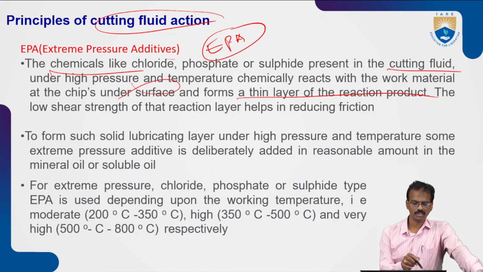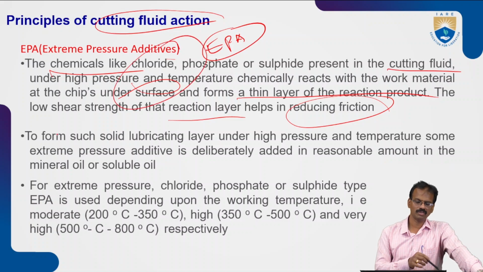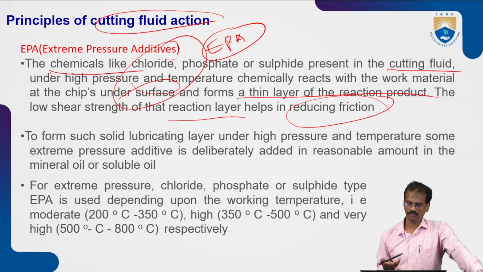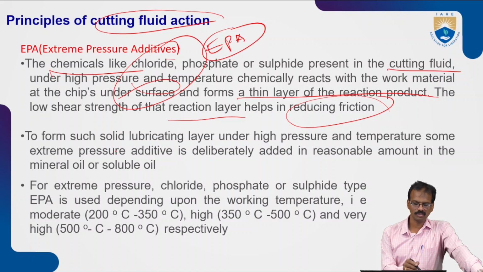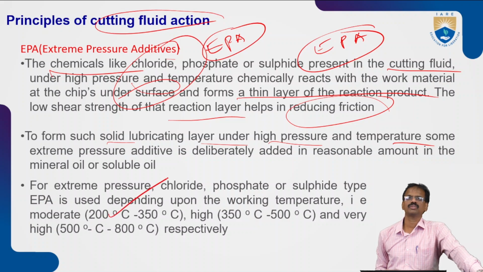The low shear strength of that reaction layer leads to reduction of the friction. So the main advantage of adding this one is that the coefficient of friction will be reduced. The friction between the workpiece and tool will be reduced. To form such a solid lubricating layer under high pressure and temperature, we have to add some extreme pressure additives, EP additives. Some ratios of EP additives are given. We can see this one.